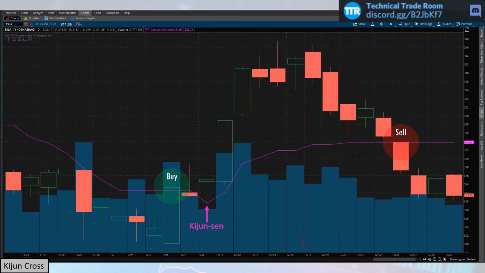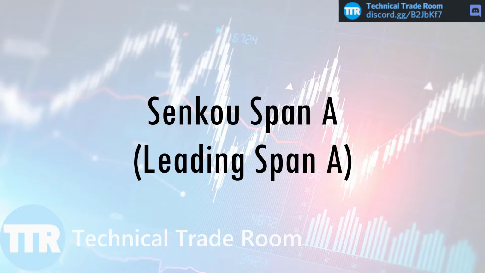I've highlighted an example on the right side of the screen with a red circle labeled sell. Here, we can see that the candle opened above the Kijun but crossed and then closed below it, showing us a selling opportunity. So, in review, we buy when the price crosses above the Kijun and then sell it when it crosses below it. Senko Span A, also known as Leading Span A.